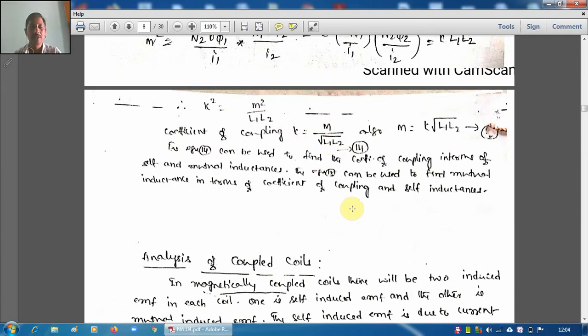In the next class we will see something more about these coupled coils, how to consider the EMFs in the coils. That and all we will see in the next class.